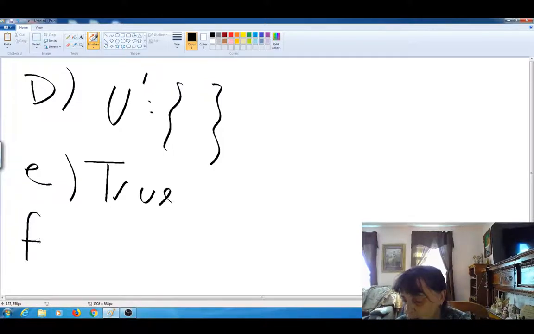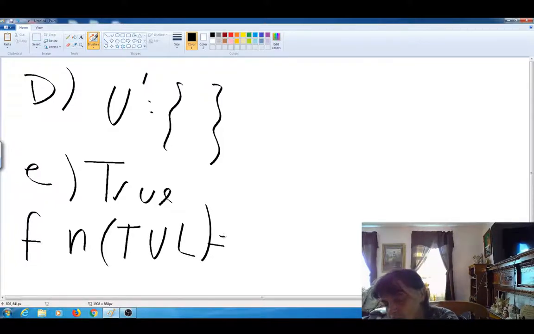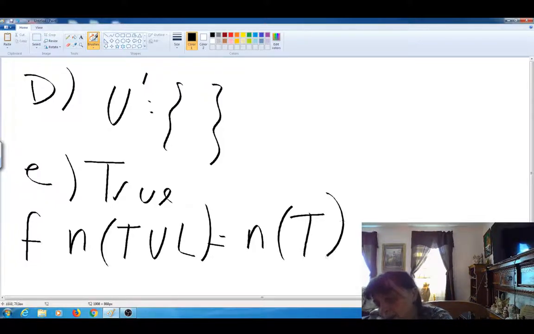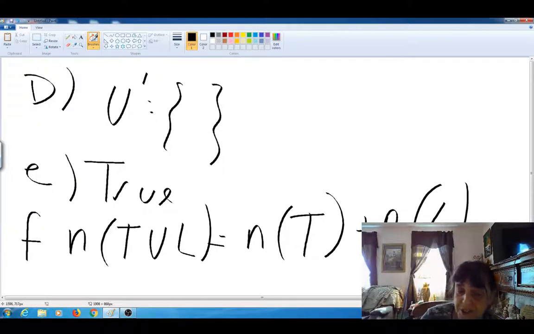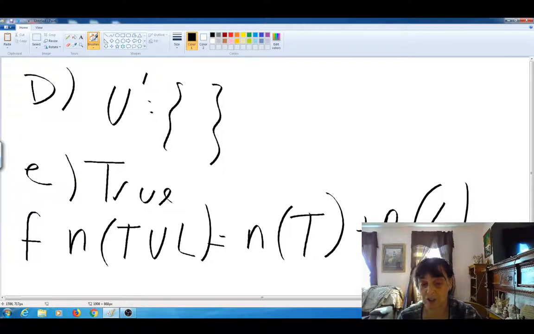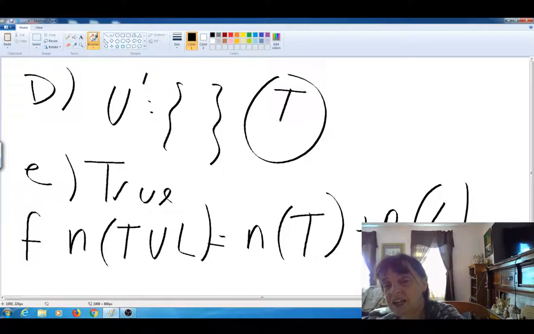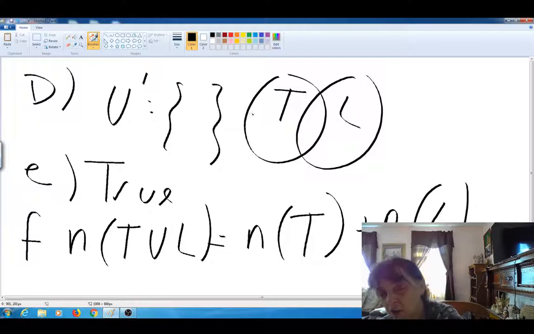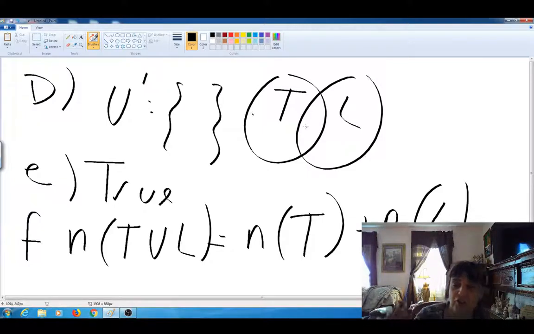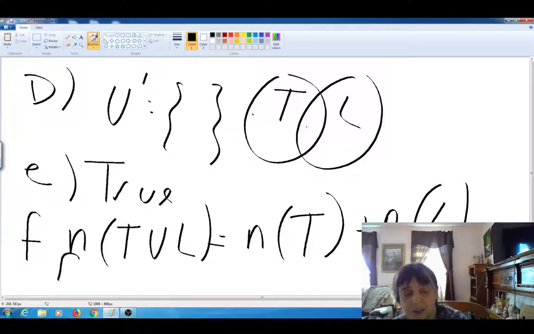Okay, and F, the number of elements in T union L equals the number of elements in T plus the number of elements in L. That is false, because you've got to subtract the intersection. Okay, here's T, here's L. You take all the elements in T and all the elements in L. If you don't subtract that intersection, you're naming that intersection twice. So this is false.